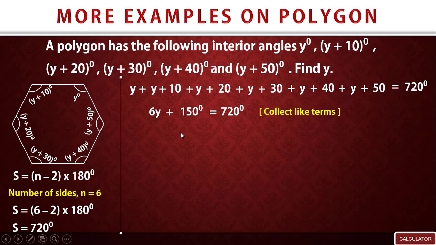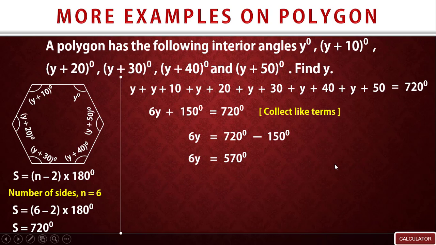So the next thing to do now is to move this 150 degree from the left hand side and transfer it to the right hand side. So we have our 6y left at the left hand side equals 720 degree. If you look at this 150 degree, it has the sign plus at the left hand side. If we move it to the right hand side, the sign will change to minus 150 degree. So we now have 6y equals, if we subtract 720 degree minus 150 degree, that will give us 570 degree. You can use your calculator to check that out.